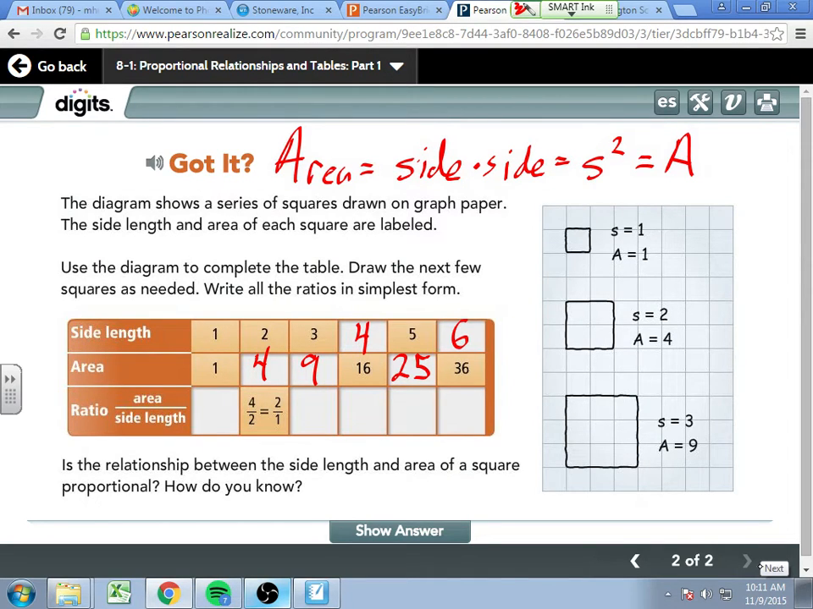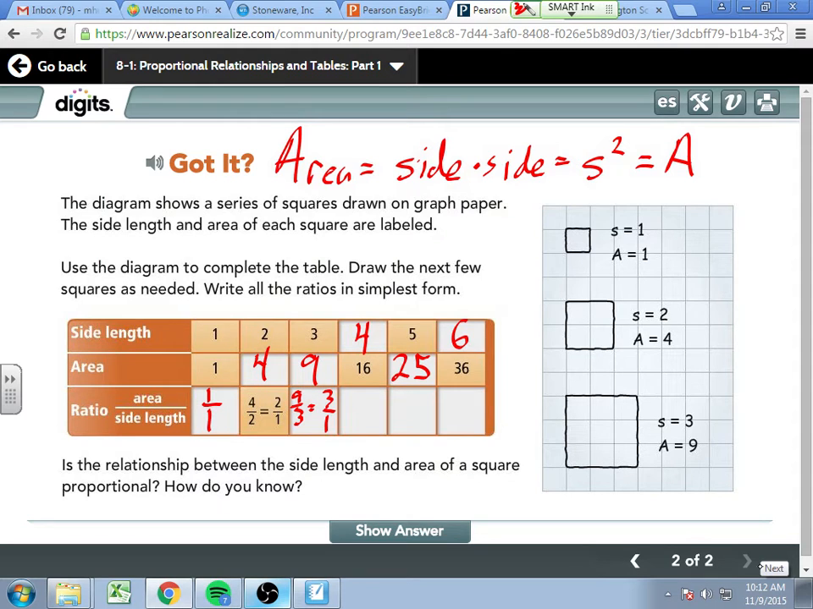What's your ratio for that first square? Zach, keep going. 1 to 1. The ratio for the second one's already given to us, reduced down to be 2 to 1. We'll start calling people. Ella, what do you get for that next ratio? 9 over 3 is equal to 3 over 1. 9 over 3, which reduces to 3 over 1.